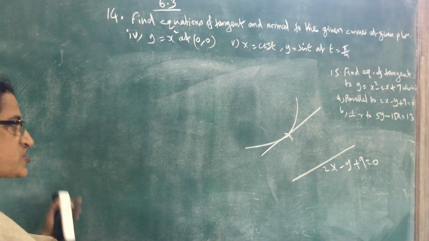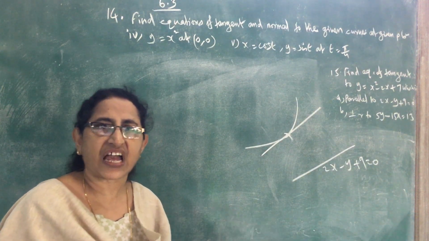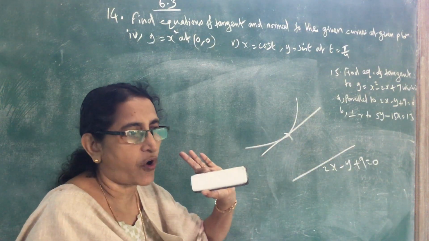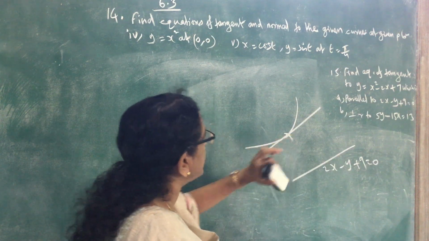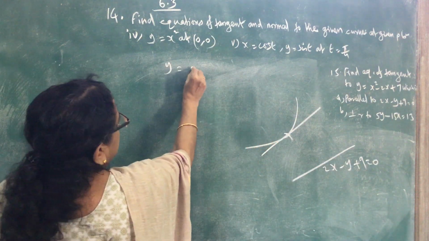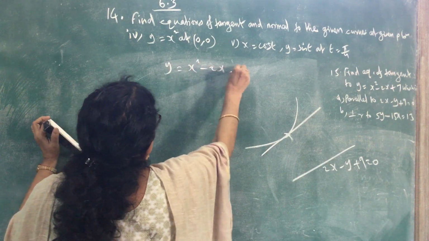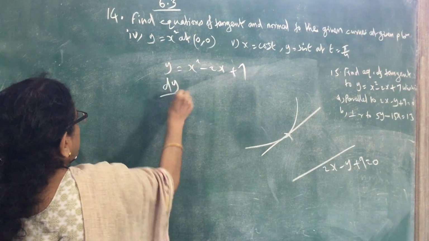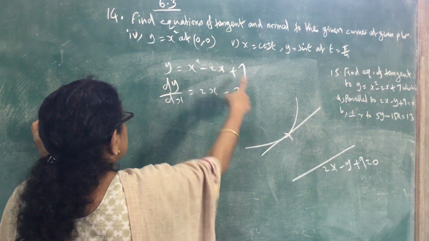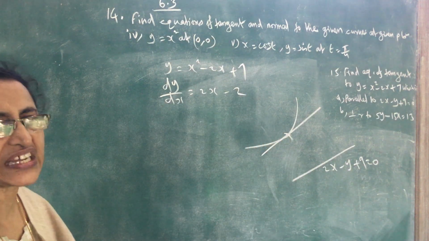To find the equation of the tangent, we want the slope of the tangent and we want to know the point. These two things we want. First, the given curve is y equal to x square minus 2x plus 7, so we can find the slope of the tangent. dy by dx equal to 2x minus 2. This is dy by dx, the slope of the tangent.